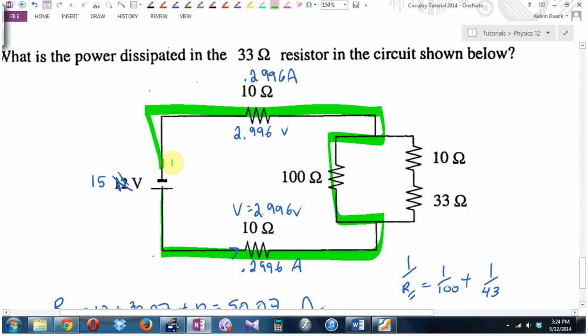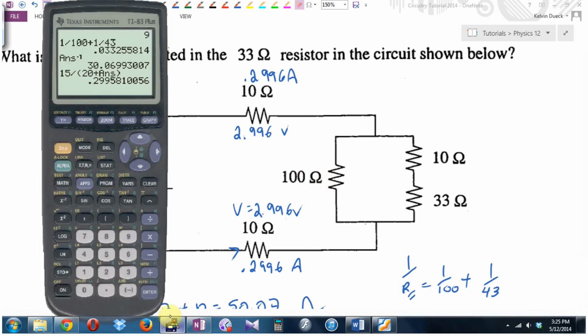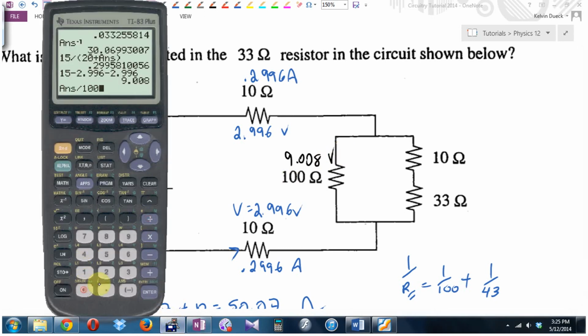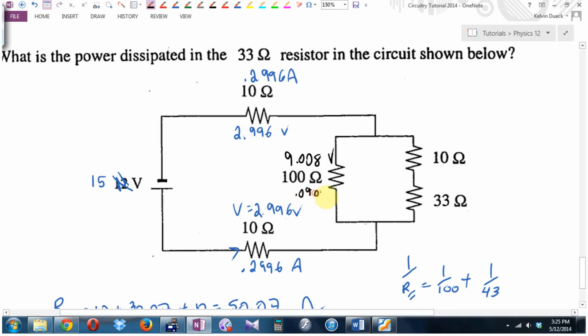Oh, then since there's only one unknown there, I should be able to find the voltage that goes through this 100. It's going to be 15 minus 2.996 minus 2.996. The voltage there is 9.008. And now I can find the current. It's going to be V over R, that divided by 100. 0.09008, which means that's how many amps went that way. Now I know how many amps went this way.